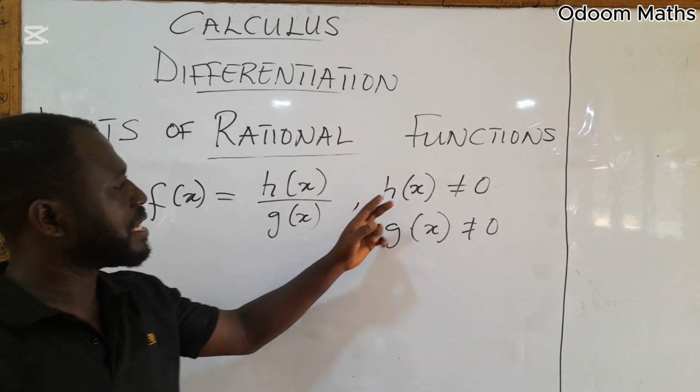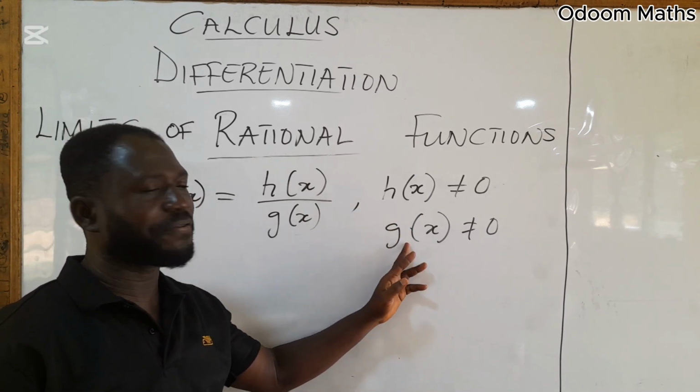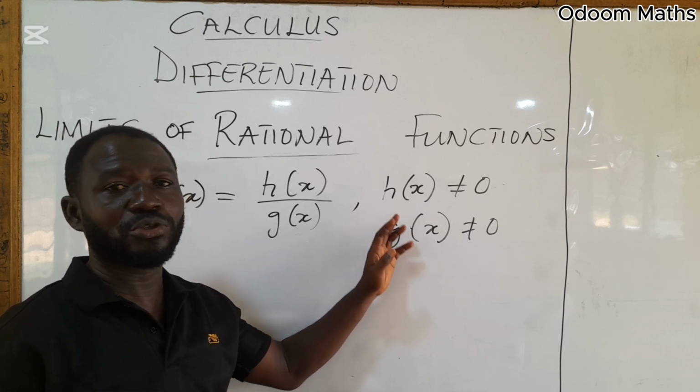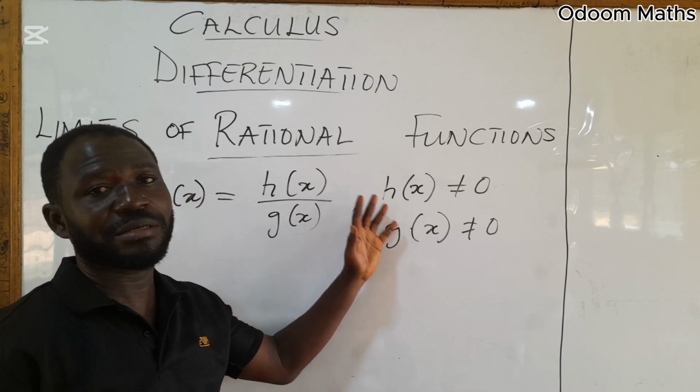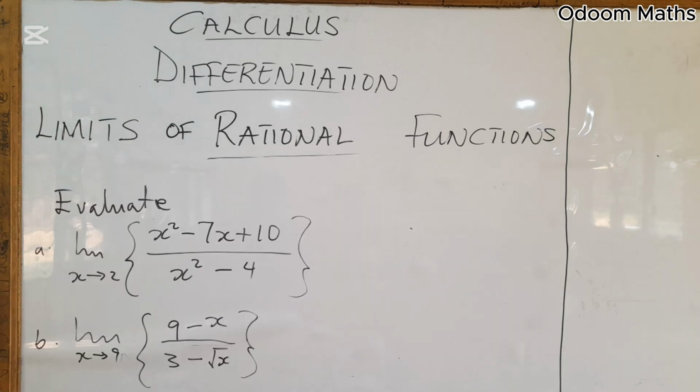And if h of x and g of x are 0, what you do is reduce it to its simplest form. You reduce the function to its simplest form, then you continue with that. So let's look at these two examples.